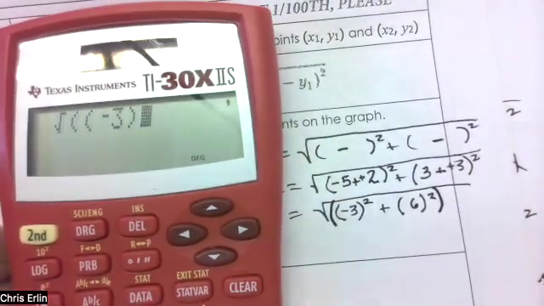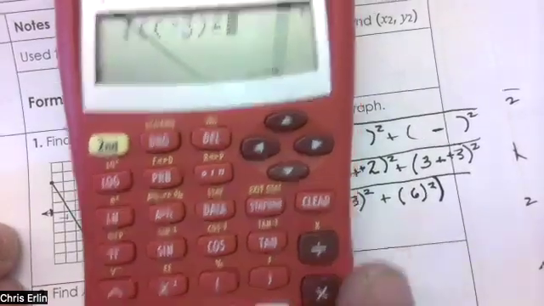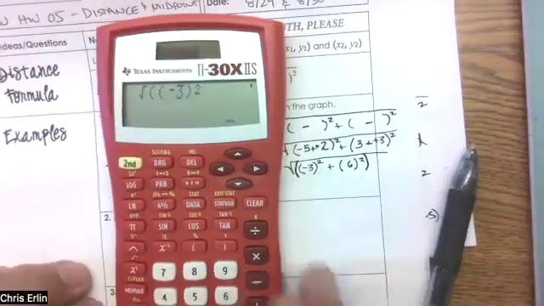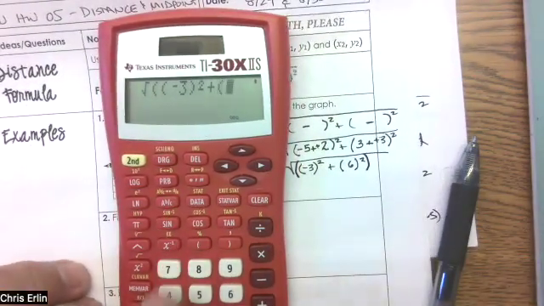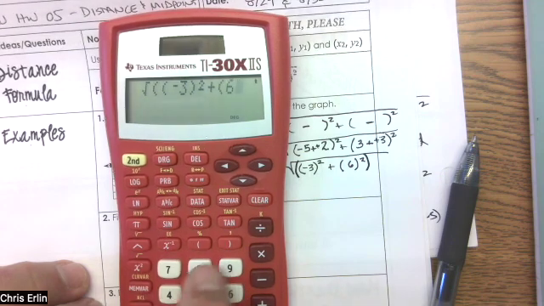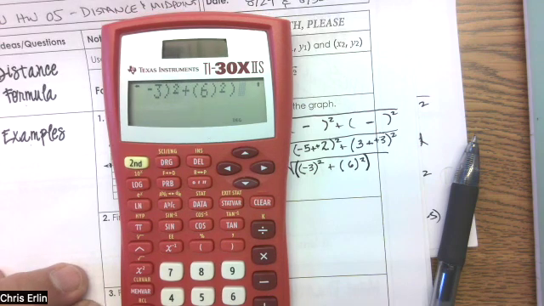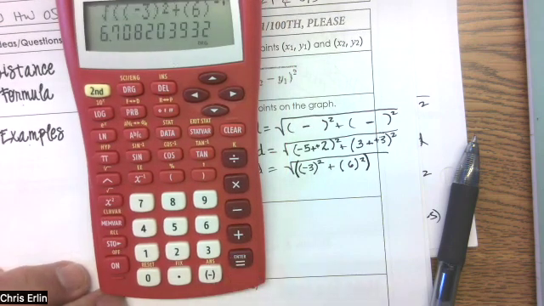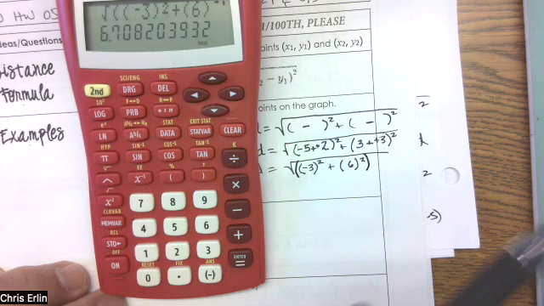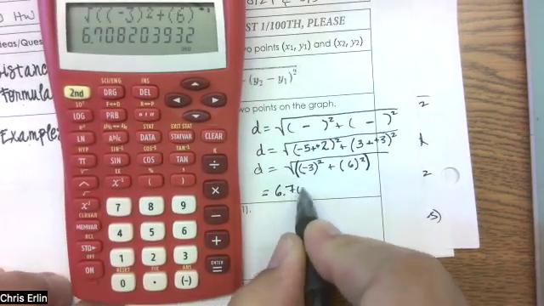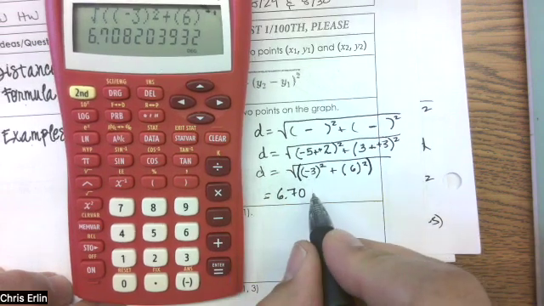Close the parentheses and then square. And then say plus parentheses 6, close parentheses, squared, close the parentheses. Hit enter or equals to finish it. It's down next to the decimal point.